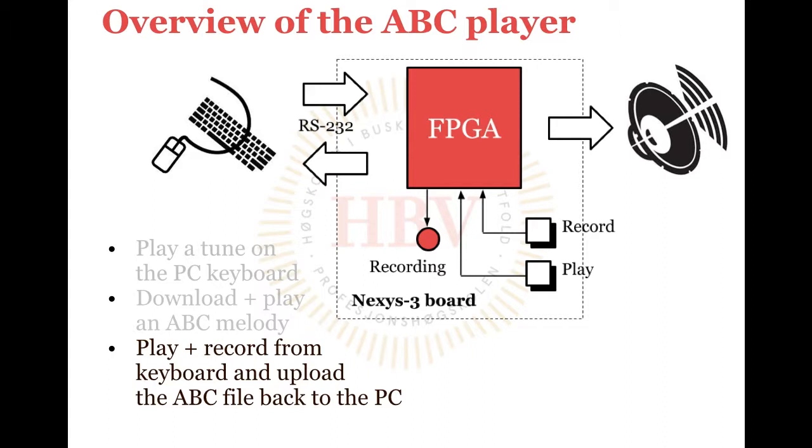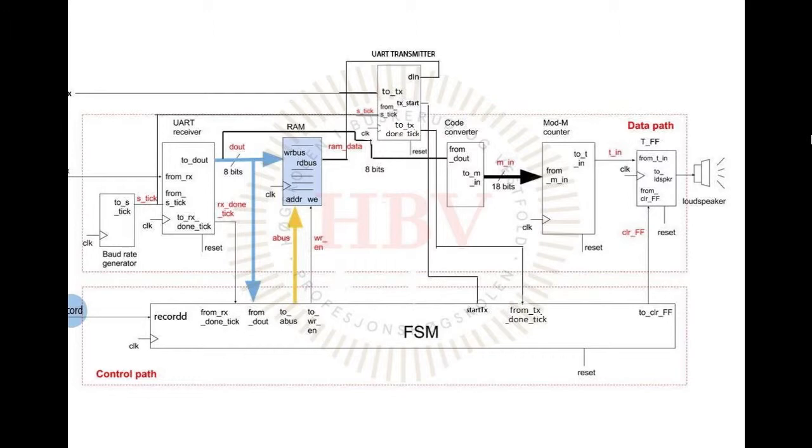We can also use the RAM that we have made in stage 2 of this ABC player. So just by implementing parts of stage 1 and stage 2, we can see that we have come a long way already. Here we can see our block diagram for stage 3.